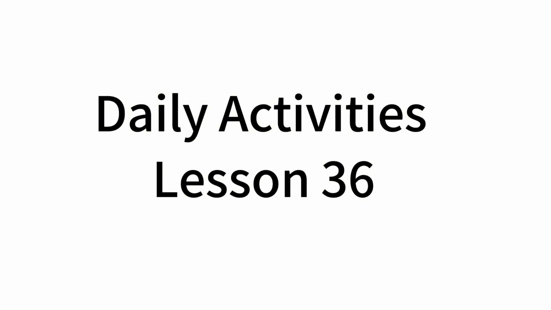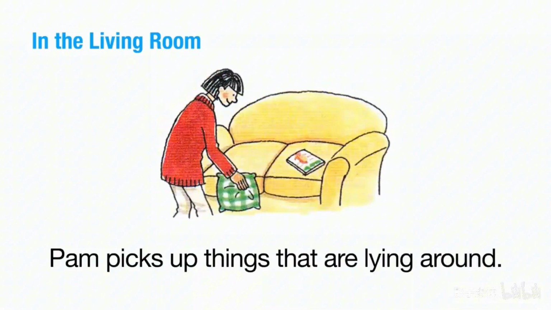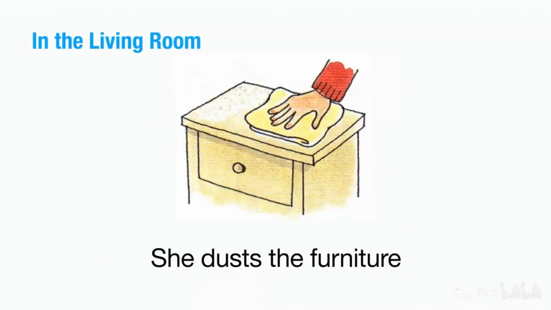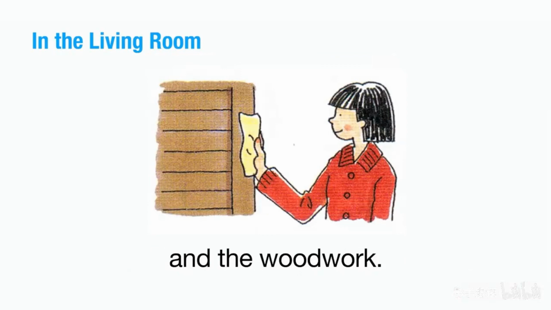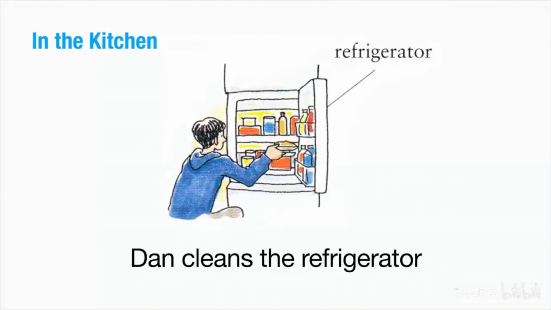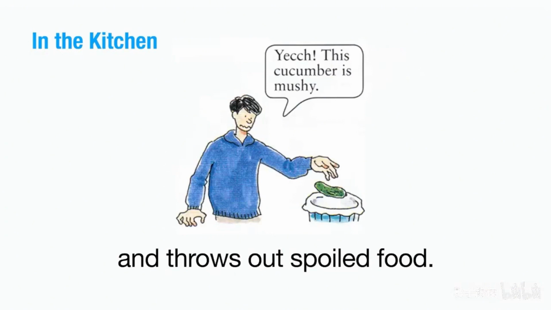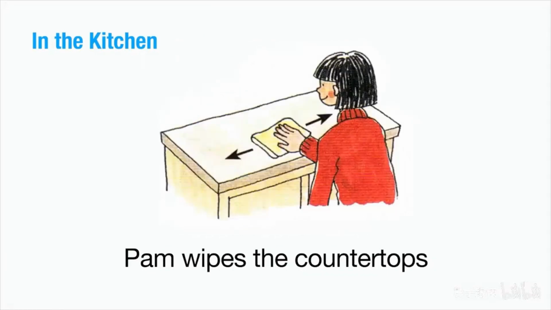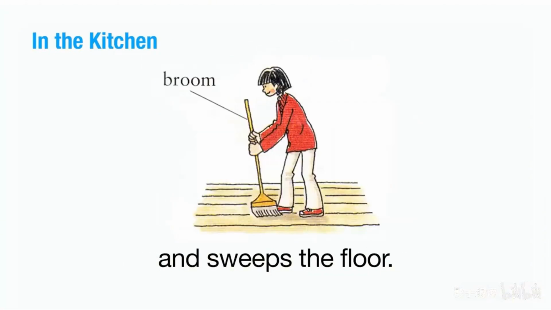Daily activities. Lesson 36. In the living room, Pam picks up things that are lying around. She dusts the furniture and the woodwork. Then she vacuums the carpet. In the kitchen, Dan cleans the refrigerator and throws out spoiled food. "Yuck! This cucumber is mushy." Pam wipes the countertops and sweeps the floor.